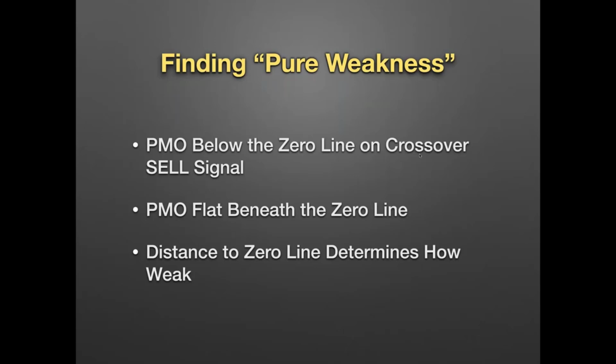So there's an example I'll show later if I have time on crude oil. Crude oil right now has a very flat PMO, but it's sitting almost right on the 0 line. So that's a sign of neutrality, not pure weakness or pure strength. And it's very clear when you look at the crude oil chart and that trading range it's been in forever, that it would have a very neutral PMO.